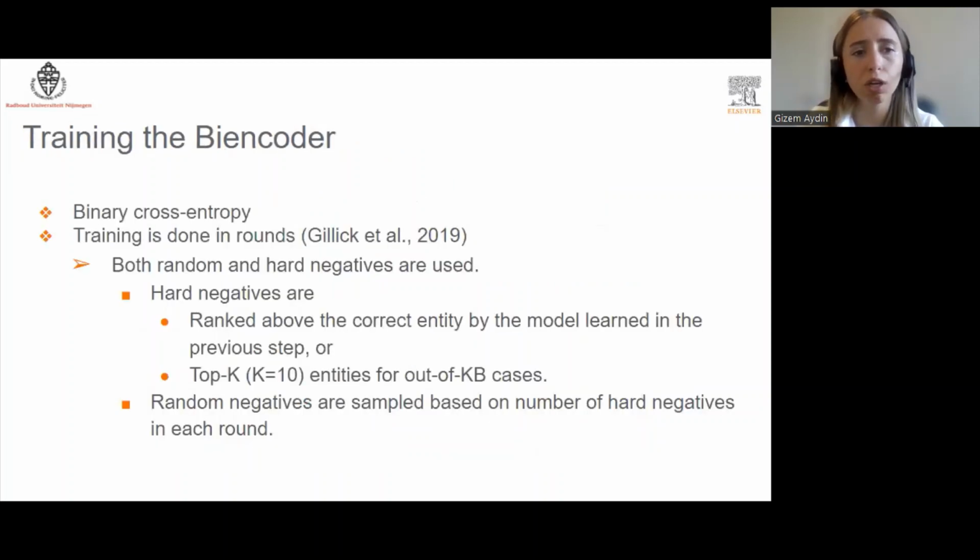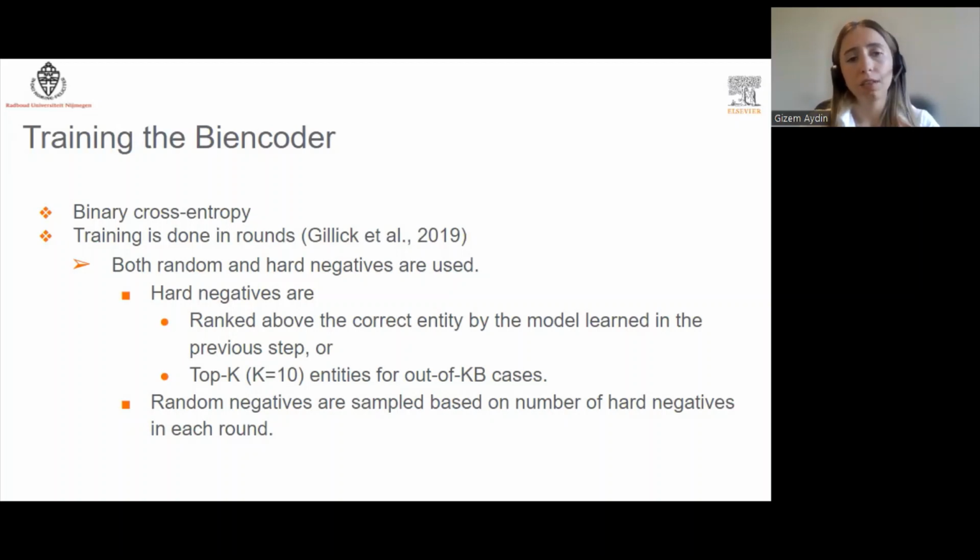To train the bi-encoder, we make use of binary cross-entropy loss. Following the DEAR architecture proposed by Gillick et al., we do the training in rounds using both random and hard negatives. Hard negatives are extracted each round using the model learned in the previous round. We define the hard negatives as entities ranked above the correct one, and for the out-of-knowledge base cases, we select the top 10 entities. However, unlike DEAR, we don't use in-batch random negatives, as it provides less diversity due to the sparsity of the entities.